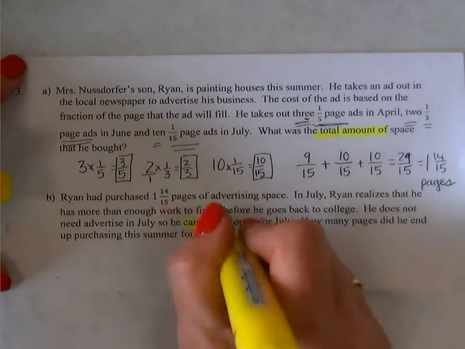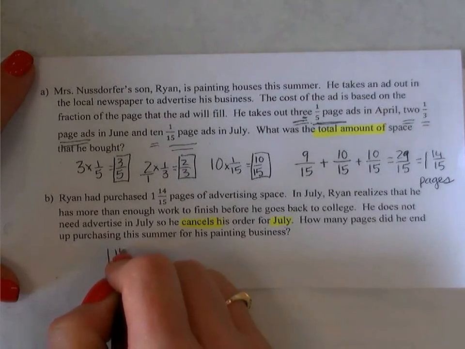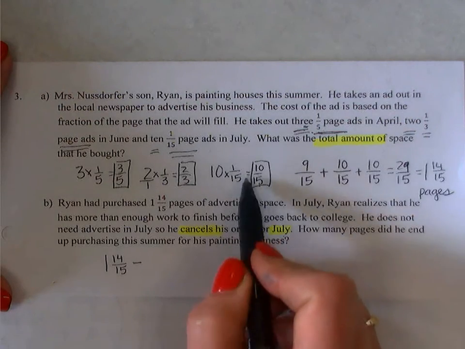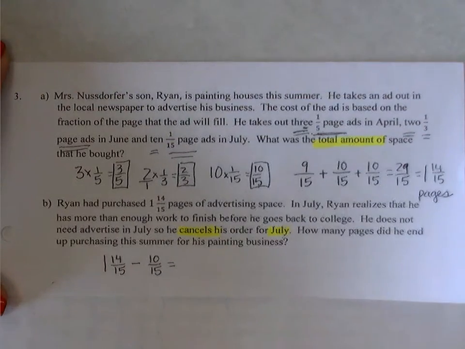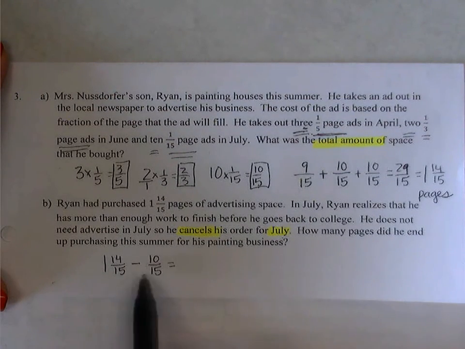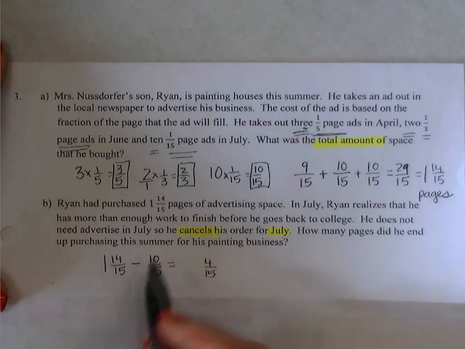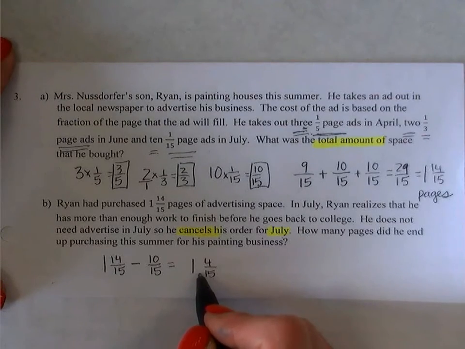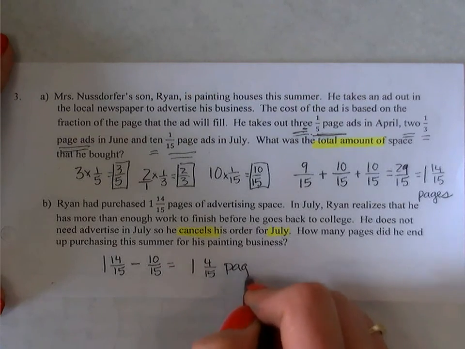Well, if he's canceling his July order, that means that we have to subtract his July order from the total that he originally purchased. The amount that he purchased in July is up here as 10/15. So I have to subtract that from 1 and 14/15. And I can go ahead and do that. My denominators are already the same. 14/15 minus 10/15 is 4/15. And then I have 1 minus, I don't have any other whole number here, so I keep that 1. My answer here is once he cancels the order for July, he will then have paid for 1 and 4/15 pages of advertisement.